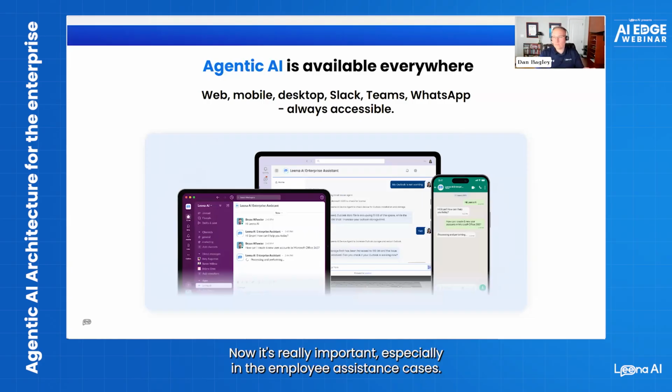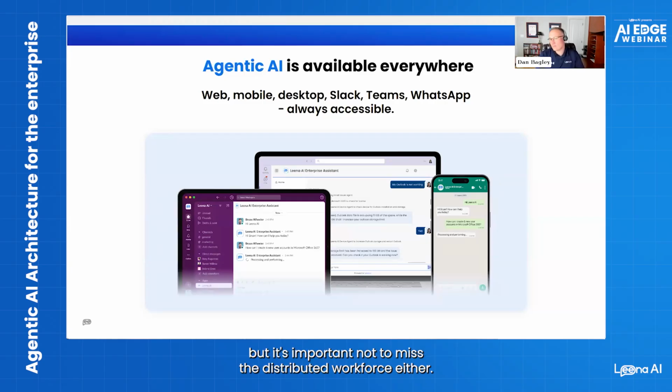Now, it's really important, especially in the employee assistance cases. If you think about offering agentic AI to your end employees and making their lives easier so they don't have to go out to an external system in order to log in, ensuring that experience is there everywhere for those employees is really important. When I do demos of Lena, I talk a lot about meeting employees where they are today. For enterprise employees, a lot of times that's enterprise chat applications, things like Slack, Teams, Google Chat. Those are where desk-based workers spend a lot of their productive hours. So meeting them there with agentic AI solutions is very important.